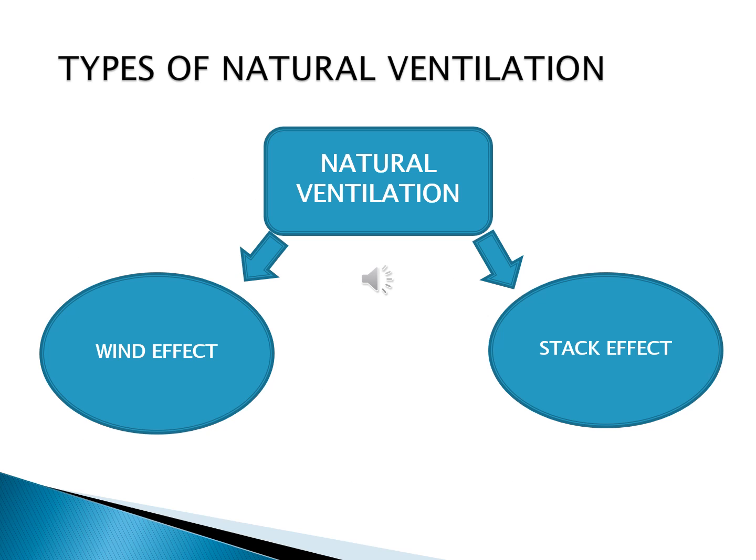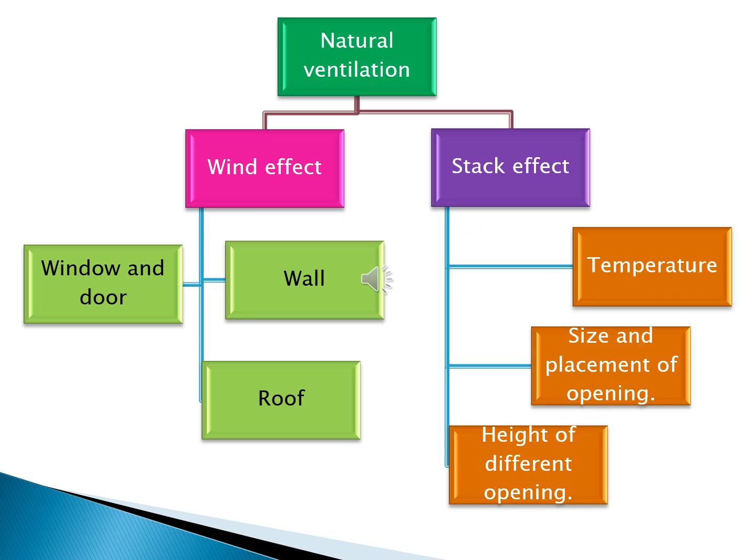There are two types of natural ventilation: wind effect and stack effect. Natural ventilation occurs in two ways: wind effect and stack effect. The wind effect is divided into three: window and door, wall and roof. Also, the stack effect is divided into three: temperature, size and placement of opening, and height of different opening.